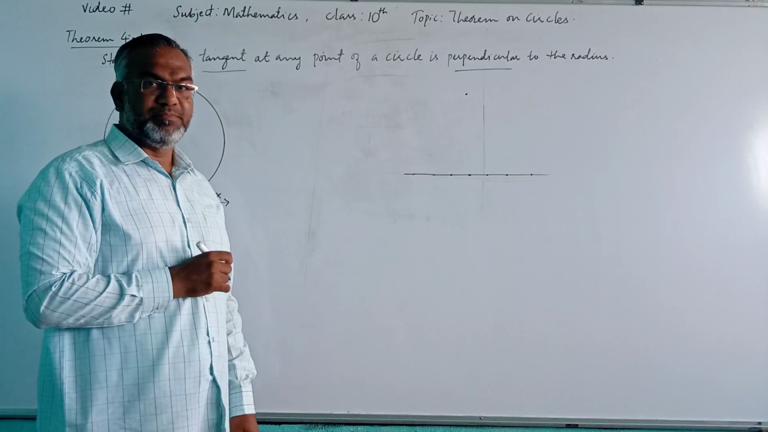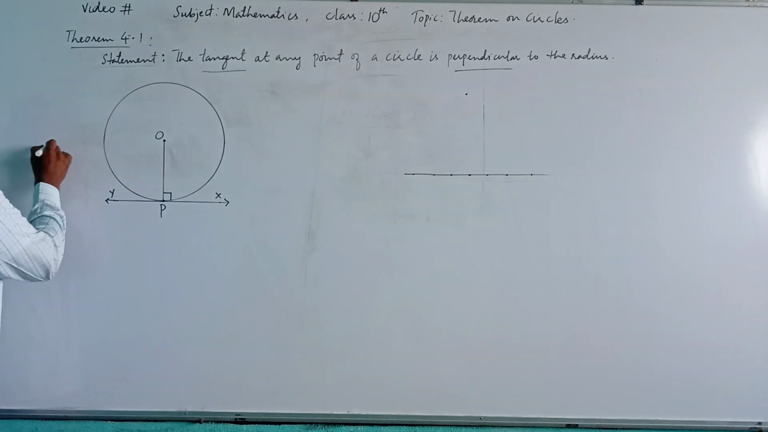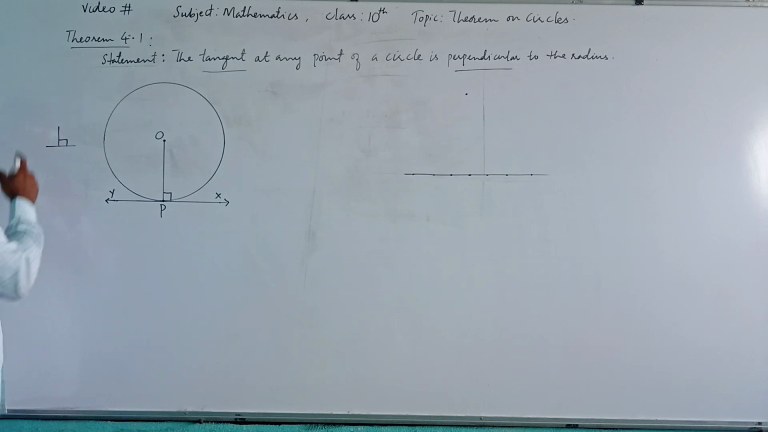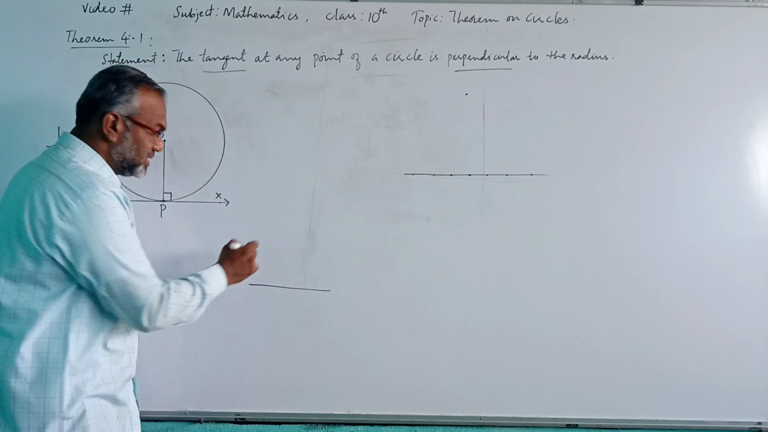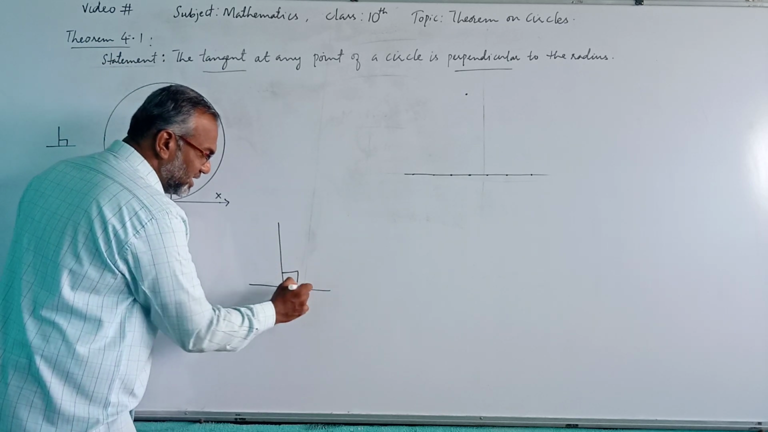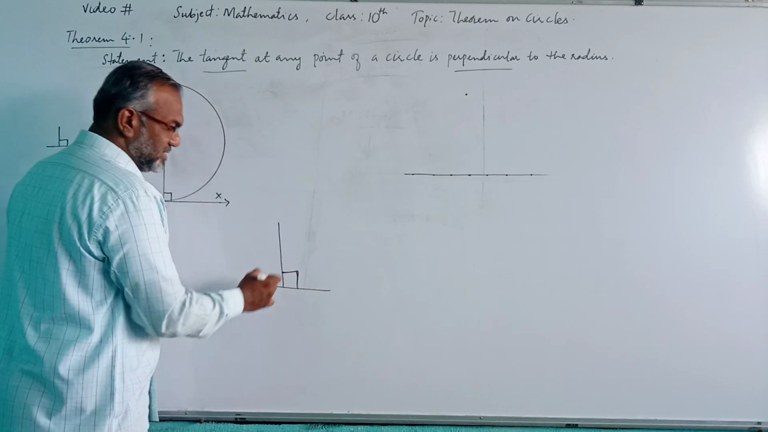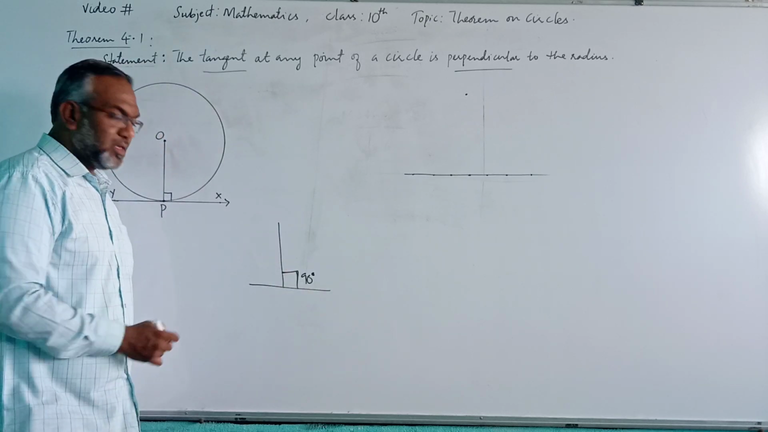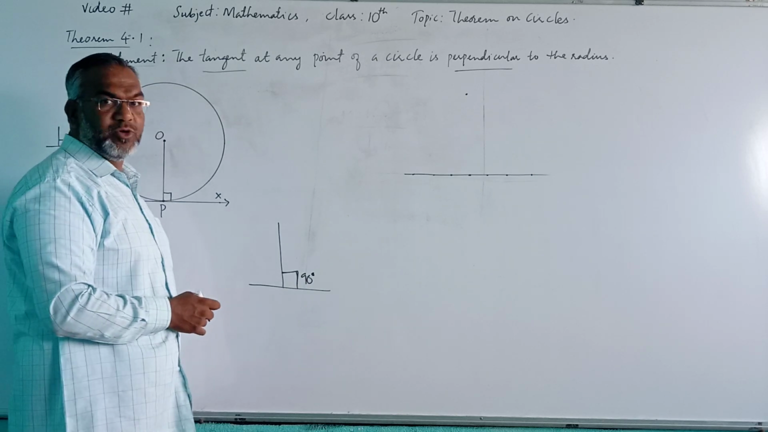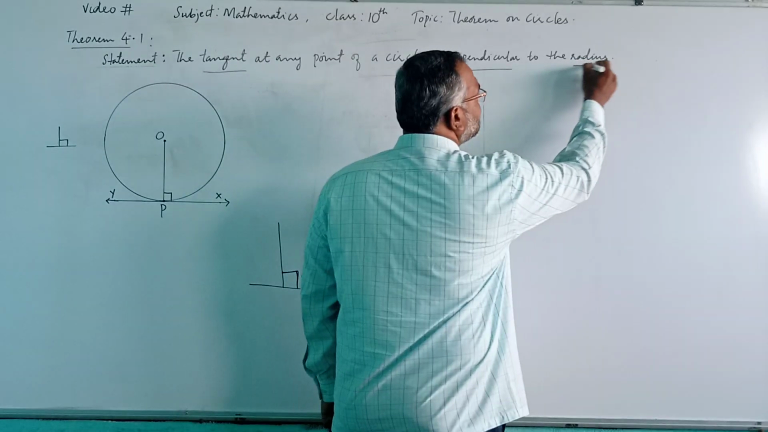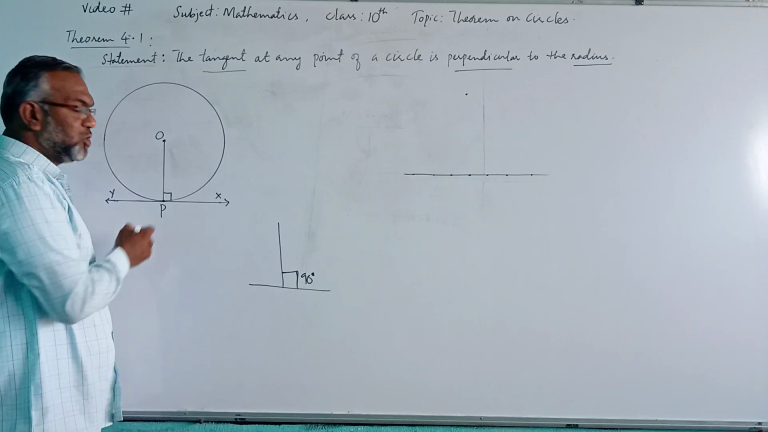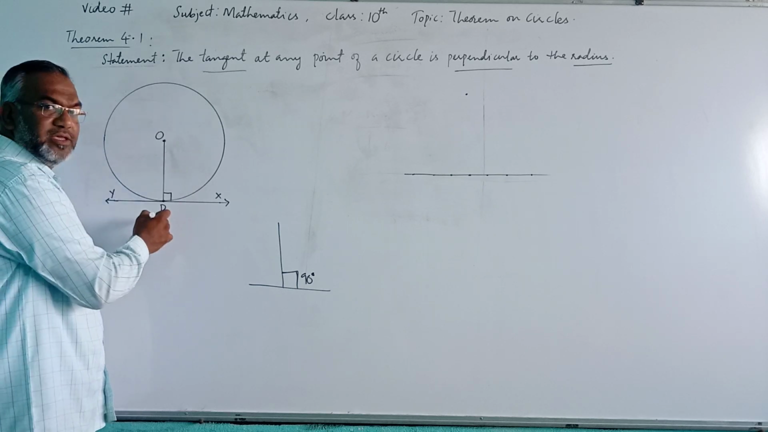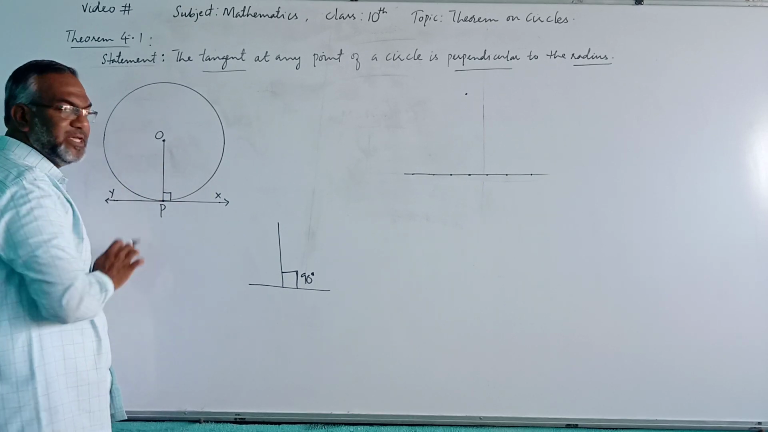And another word used is perpendicular. When two lines cut each other at 90 degrees, the two lines are called perpendicular lines. And another word used here is radius. You already know that distance from center to the circumference is radius. So here OP is radius.